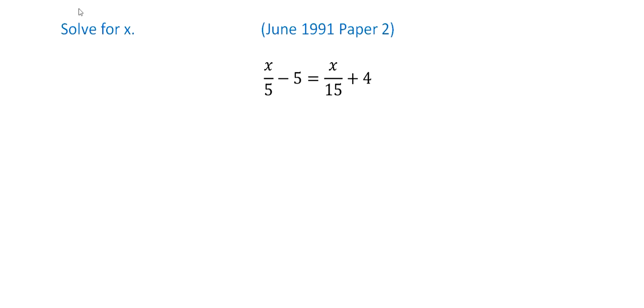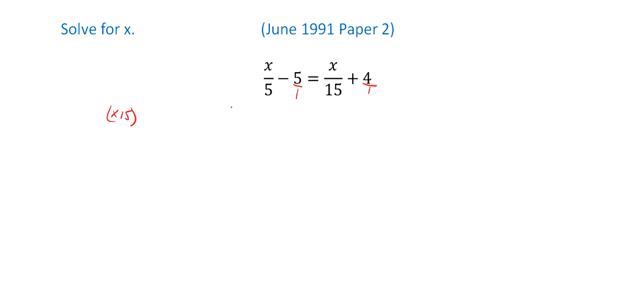Okay, in this example, this is from June 91. Alright, we want to solve for x in this case, and again we have some fractions here. Now what do we do? Okay, so we have x over 5 minus 5. This is the same as saying 5 over 1. It's also the same as saying 4 over 1. Right? So the LCM of 5 and 15 is 15. So we're going to multiply every single term by 15.